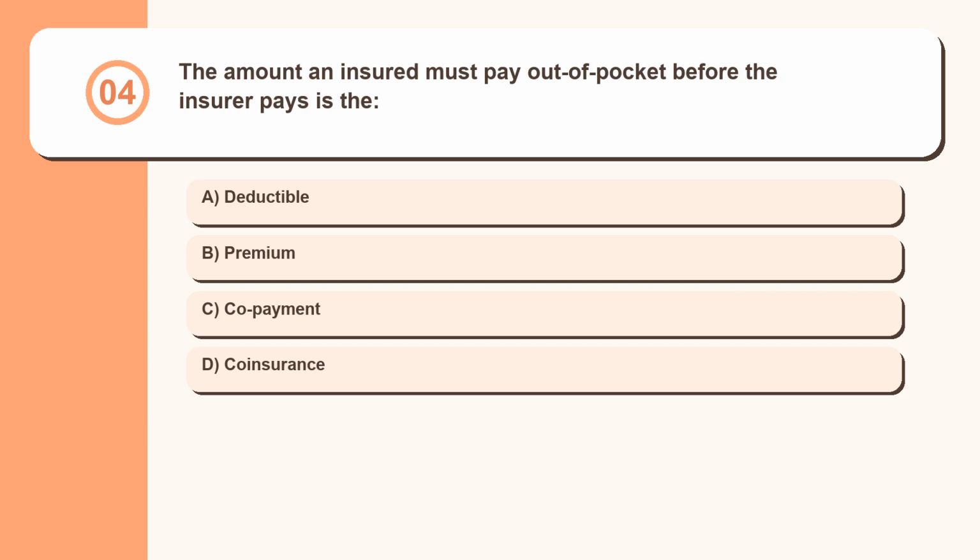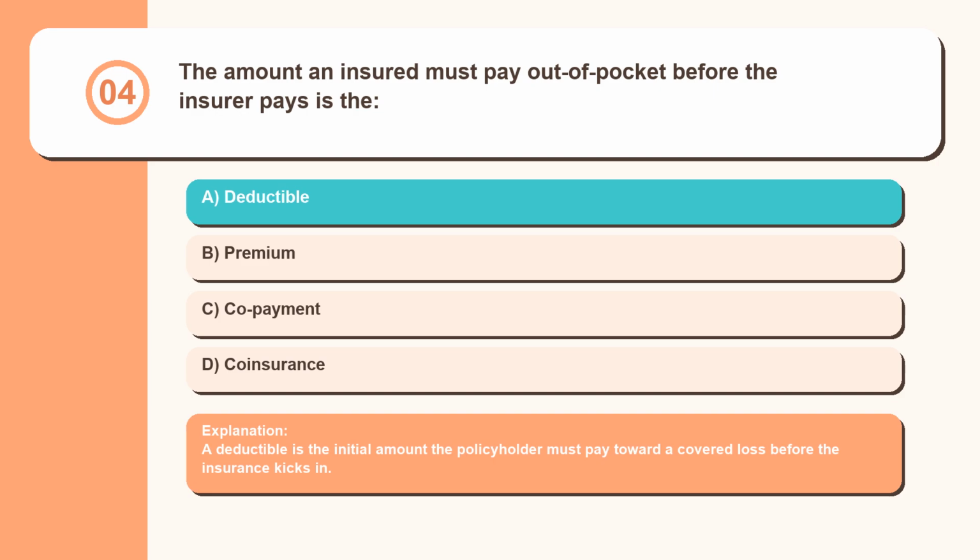Question 4. The amount an insured must pay out of pocket before the insurer pays is the deductible, premium, copayment, coinsurance. A deductible is the initial amount the policyholder must pay toward a covered loss before the insurance kicks in.